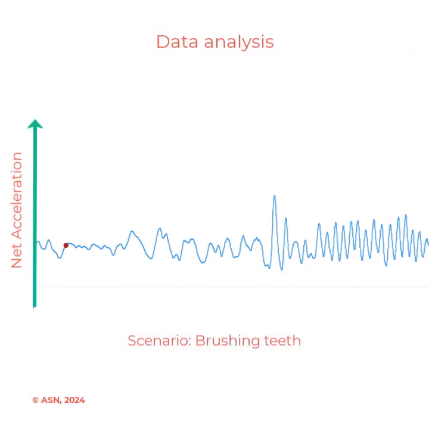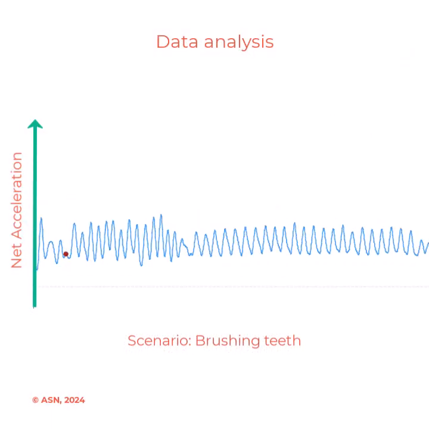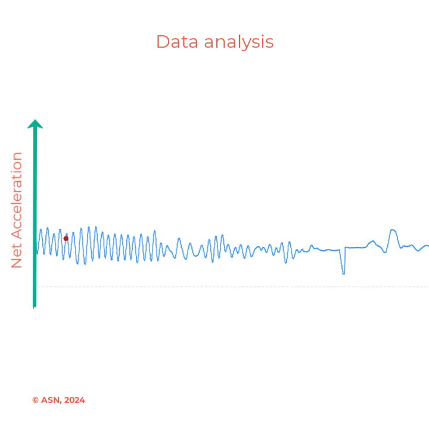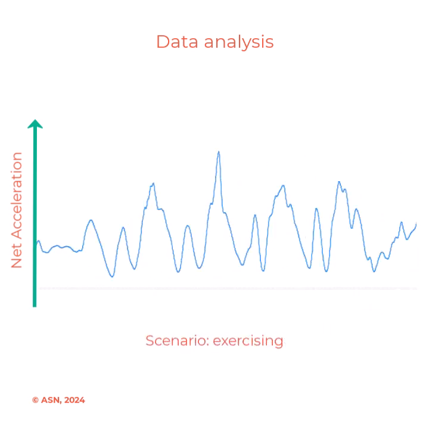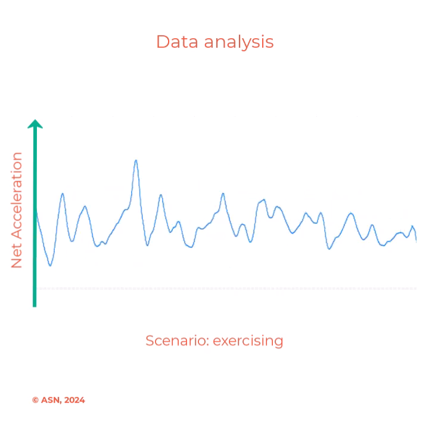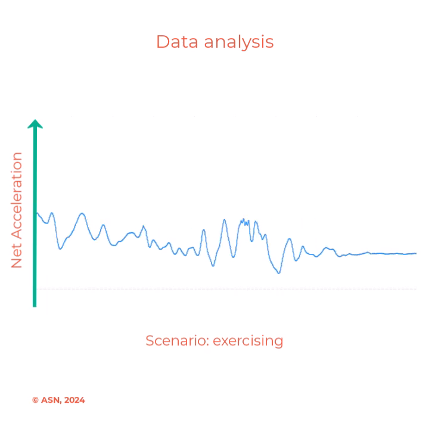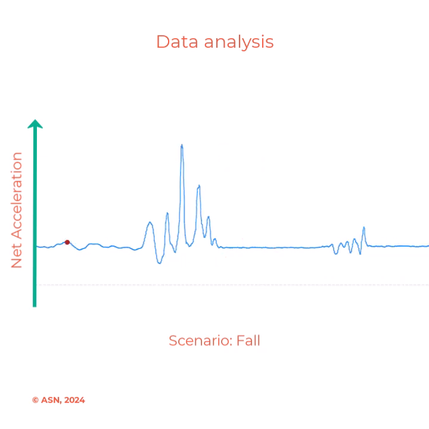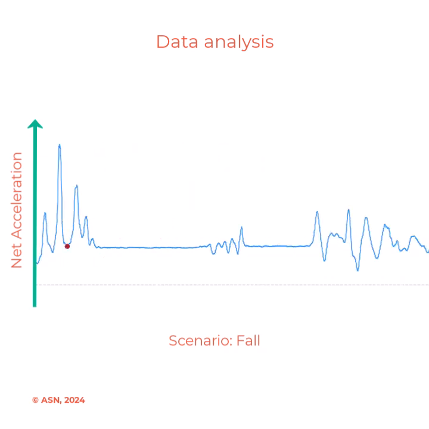In a nutshell, the challenge for fall detection systems is discriminating between normal everyday activities and falls. So let's have a look at some data. Looking at the net acceleration data of typical everyday activities, such as someone brushing their teeth or doing some morning exercises, we see the following. Now let's look at some data for a fall event. As seen, it's not really easy to distinguish between the two.